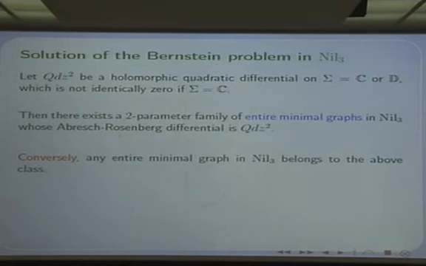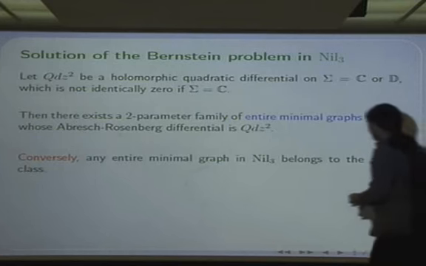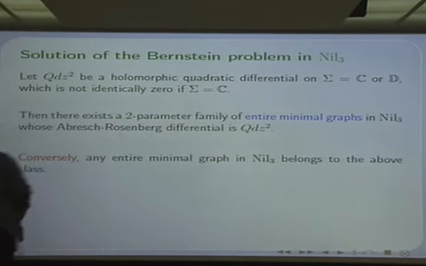Then you have a two-parameter family of entire minimal graphs whose average Rosenberg differential is the holomorphic quadratic differential we started with. And conversely, any entire minimal graph belongs to the family given by the existence. Okay, so this is the solution. Okay, some comments about this solution.